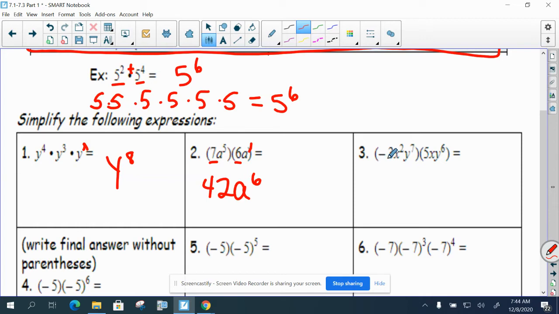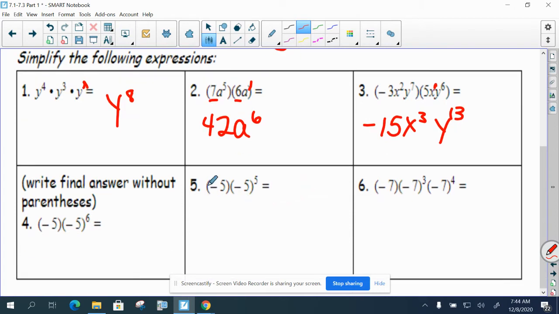Now here we have a negative sign, so we'll put the negative in front. And then we have 3 times 5, which is 15. And then the x's would be x to the 2nd times x to the 1st, so that'd be x to the 3rd. And then the y's would be y to the 7 plus 6, which is 13. So remember, add the exponents.